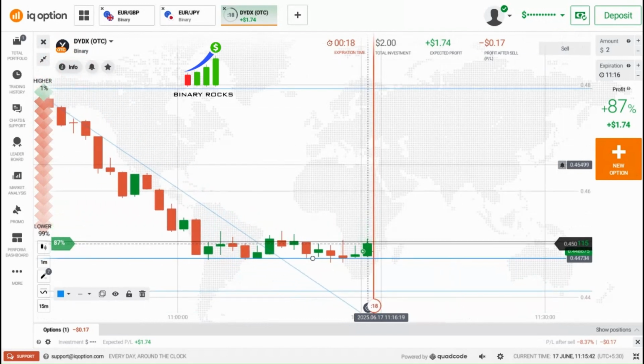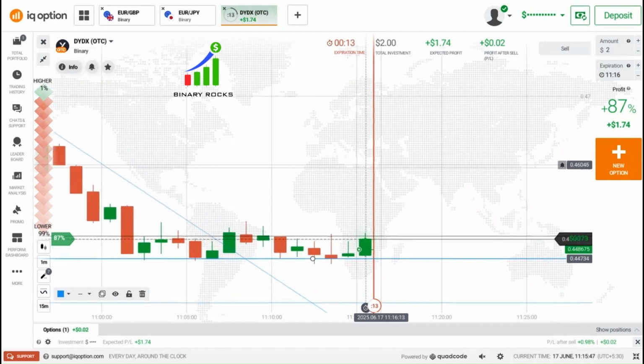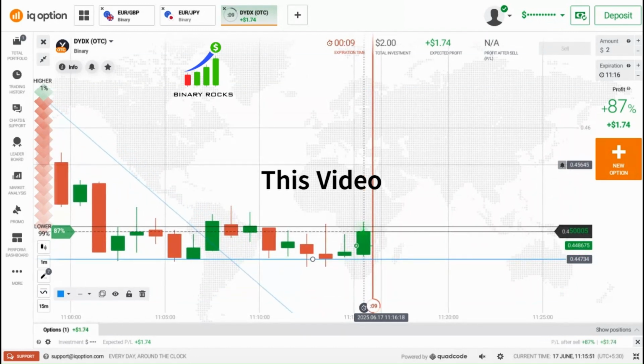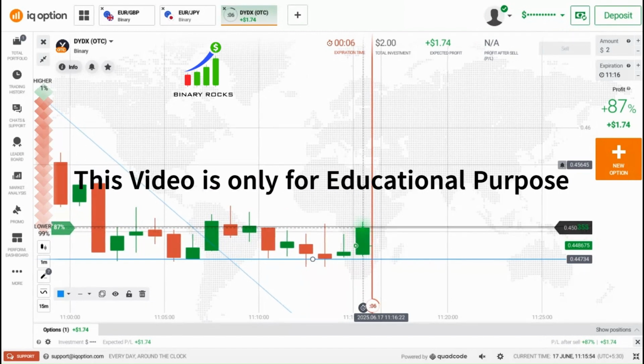Sometimes the market will move sideways. See how it is a small range. In that also you are getting an opportunity. So easily you can go with buyers. What is the next candle now?